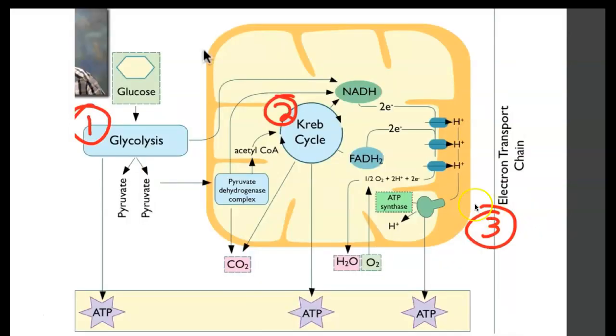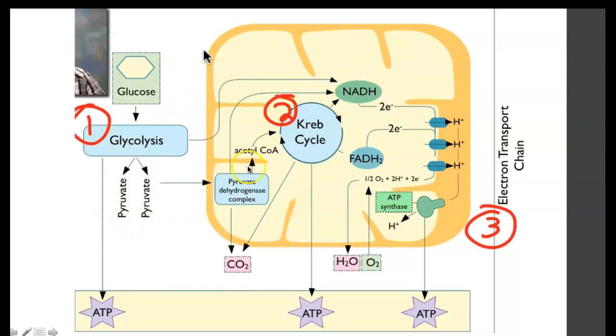Now let's review our diagram one more time and conclude it all. So remember, the first stage of cell respiration is glycolysis. We're splitting one glucose molecule into two molecules of pyruvate. We're also producing two ATP molecules and an electron carrying molecule, NAD.